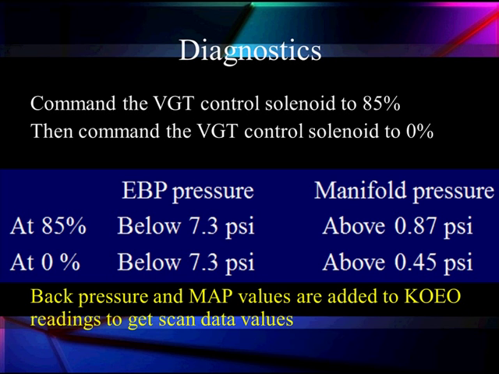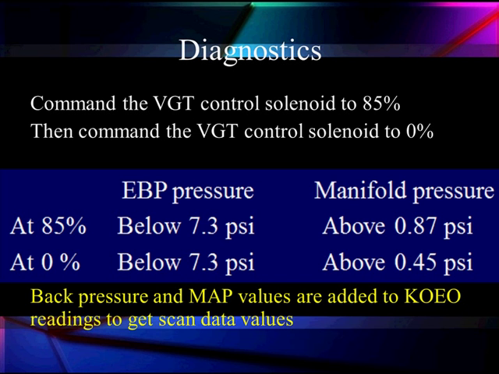Here's what we're going to do. We're going to command the VGT control solenoid to 85%. Then we're going to command it down to 0. We're looking at the changes in exhaust back pressure. Now, this 7.3 is added to our barometric reading we started with because the engine is running now. We see no change in back pressure. We don't have enough exhaust flow to make much change in back pressure. That's what it's telling us.